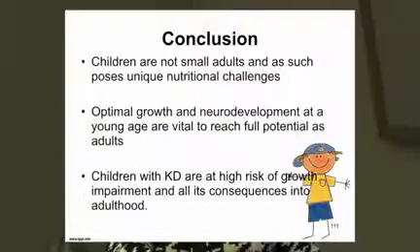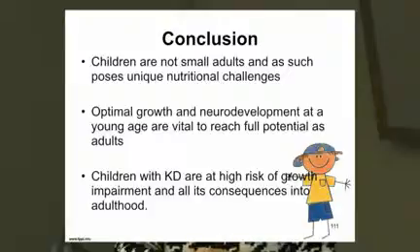So in conclusion, we have to remember that children are not small adults, and as such pose unique nutritional challenges. Optimal growth and neurodevelopment at a young age are vital to reach our full potential as adults. Children with kidney disease are at high risk of growth impairment and all its consequences in adulthood. And I haven't even spoken in detail about the psychological impact of being short and stunted.